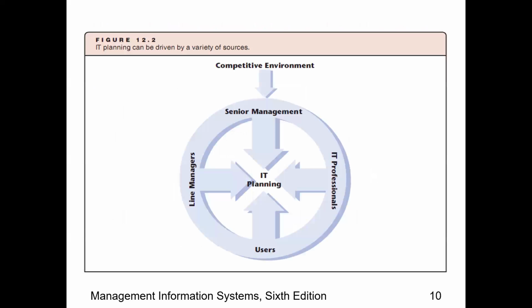So the step in planning is further explained in the past slide we just saw, but this is what you need to take. IT planning can be driven by a variety of sources. So you got to make sure the line manager, the user, the IT professional, and the senior manager, everybody is involved. IT planning, you start with the IT people, but it should be something that will be accepted by the users. It should be something that will be accepted by the senior manager and the line manager.